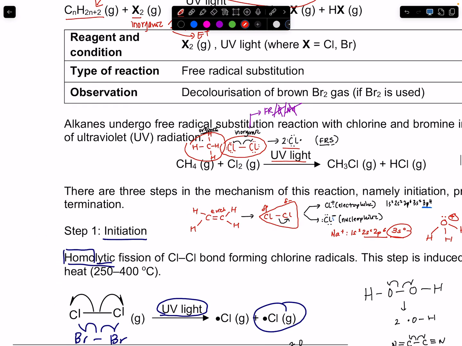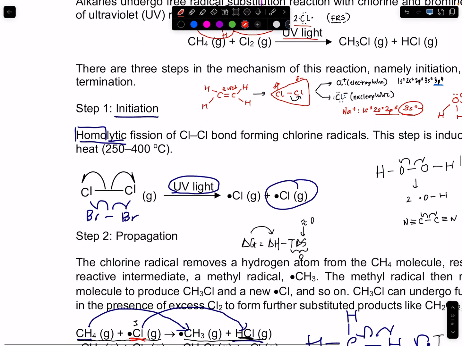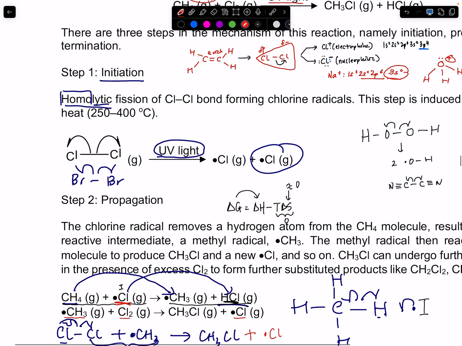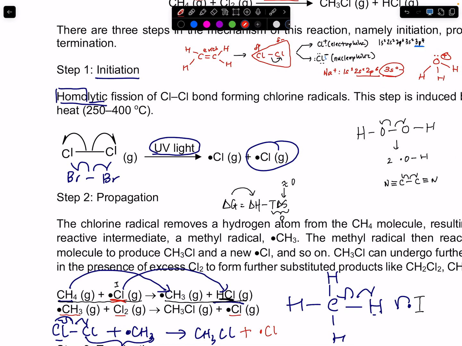So what we're going to do today is focus on the life cycle of a radical, which is named in three steps. These three steps are not in chronological order. I understand that the lecture notes put step 1, step 2, step 3, but they are not in chronological order. Let me explain why.